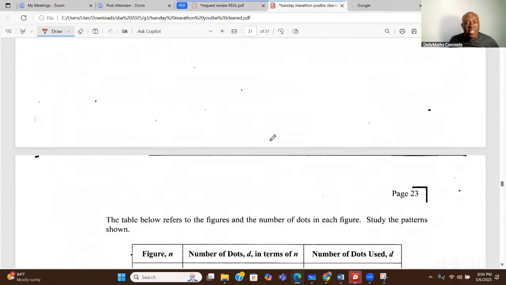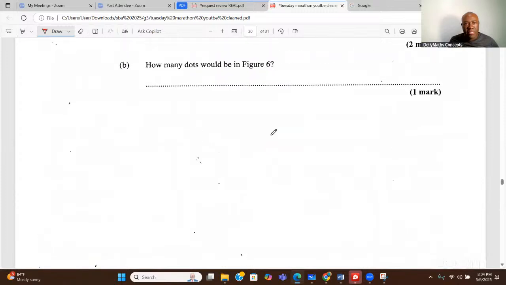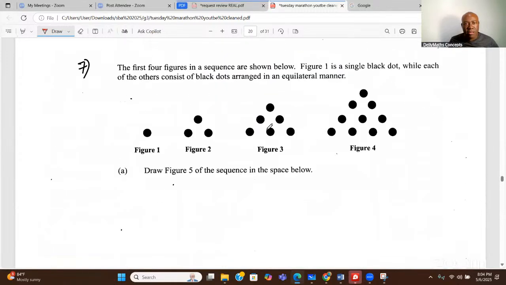Number 7 is our pattern question. Let me see this time. Figure 6 dots. All right, there is our number 7. A typical number 7 pattern, some form of shape-looking thing where you just observe and keep rolling. Let's get into it. Are you ready? All right, let's go get it.